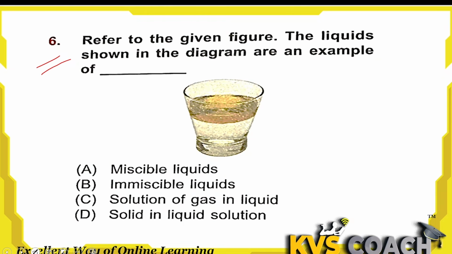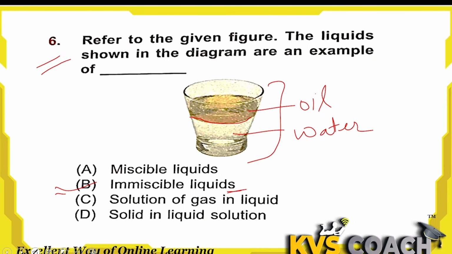Next, refer to the given figure. The liquid shown in the diagram is an example of what? You can see this liquid has two different layers. This one is the oil layer and this one is the water layer. It means there are two different liquids, but they are not mixed together. You can see that they both have different layers. It means they are not mixed together. Liquids which cannot dissolve into each other are called immiscible liquids.